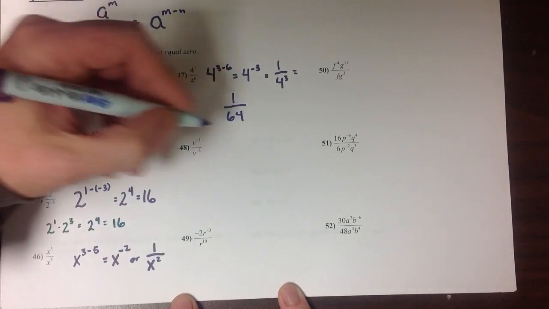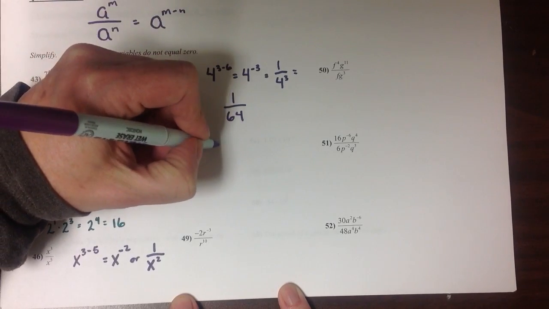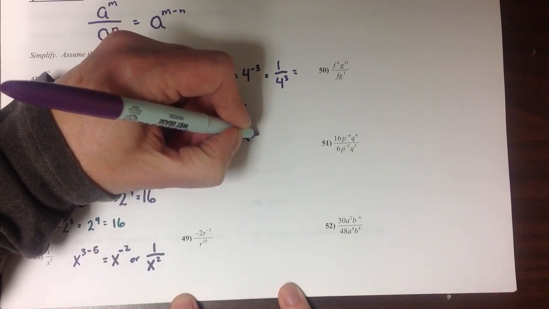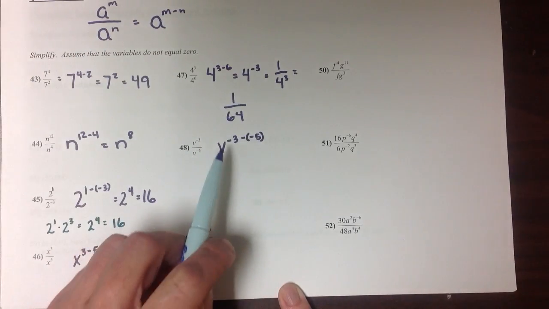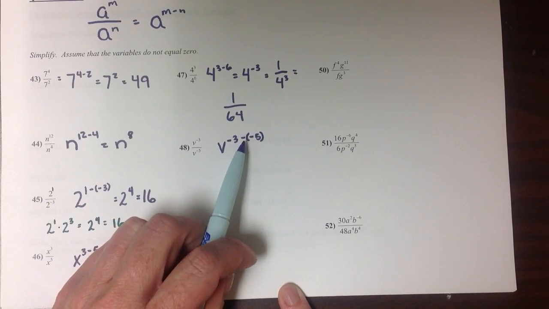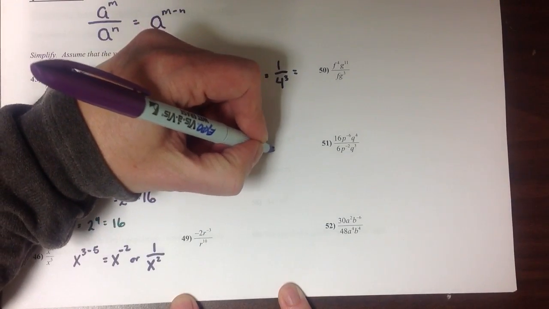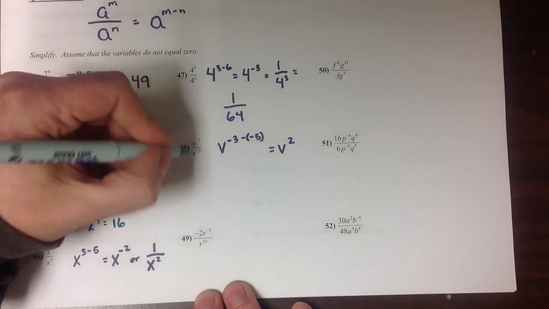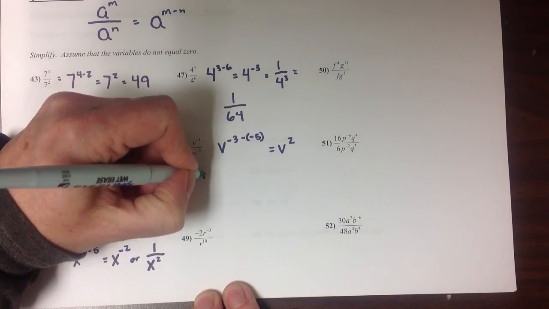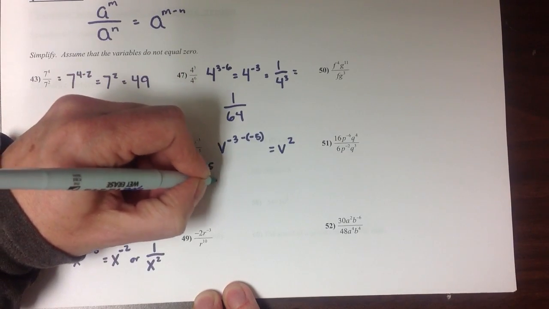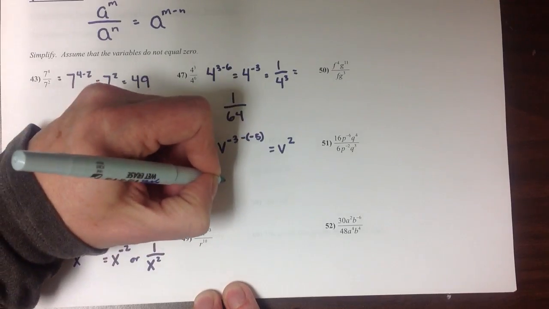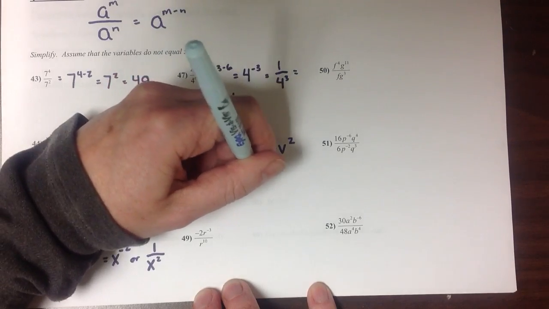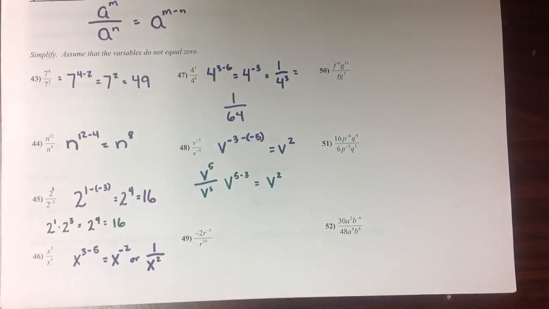Here we've got a lot of different integers going on, so we'll do this both ways. v to the negative 3 minus negative 5 becomes v to the negative 3 plus 5, which is v squared. Or, if you prefer to use the elevator passes, these two would end up switching places, giving us v to the 5th over v to the 3rd. Then applying our quotient rule, 5 minus 3 also gives us v squared.